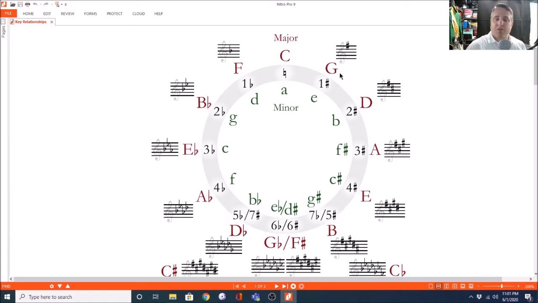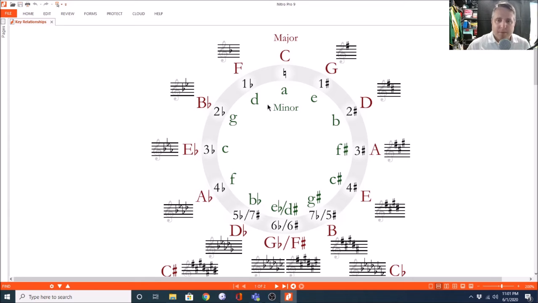The next closest related key is called the subdominant key, or the key that is built on the 4th scale degree of our tonic. In that case, it's F. And so as you can see, the closest related keys occur right next to each other in the circle of fifths. Now, F, or the subdominant, is called subdominant because it is an equal distance below the tonic as the dominant is above the tonic.